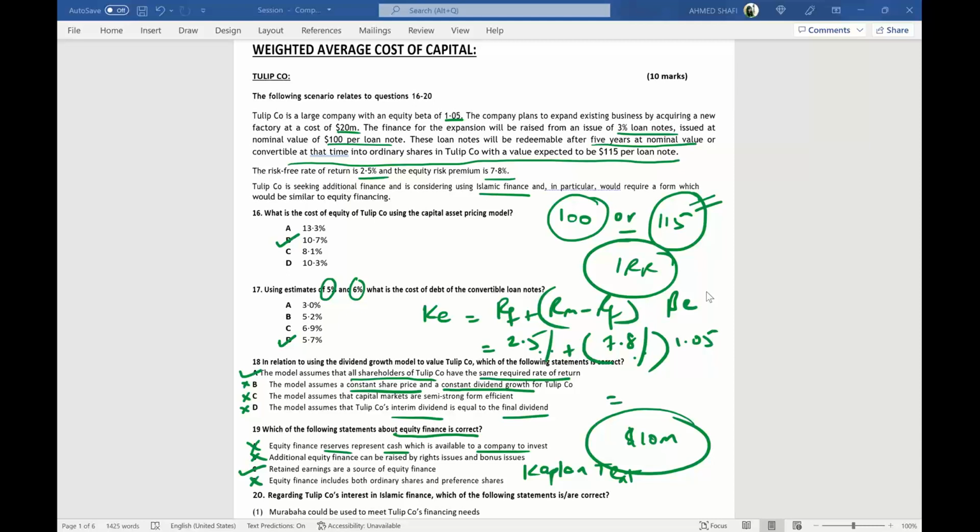One year it was mentioned equity includes both ordinary shares and preference shares. Wrong, equity only includes ordinary shares. Okay, equity finance represents cash. Director A clearly mentioned. Okay, you are asking about 18.